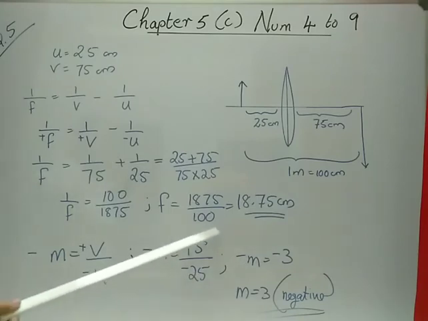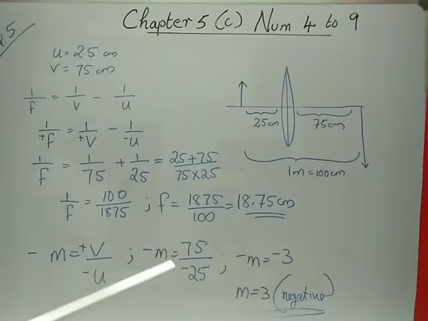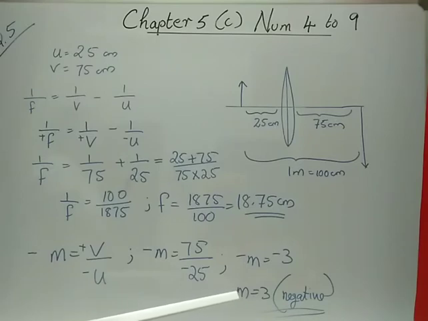We can just divide it. 75 by 25 is 3. Negative M is equal to negative 3. So M is equal to 3. But we know for a real image, the magnification will always be negative. So in the bracket, you should write that it is negative. We already got M is equal to 3, but since real images are negative, in bracket you should write it is negative.